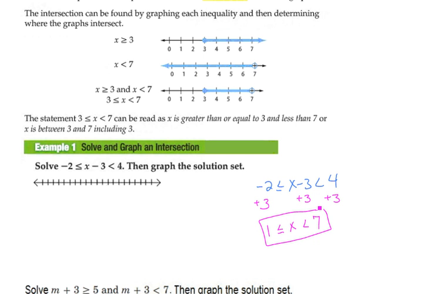Now we have to graph that. Looking at negative 2, 0, 2, 4, 6, 8, 10: greater than or equal to 1, which is right here, and less than 7, so that is an open circle. We know it's everything in between those two values. Again, the quick check when we're solving: smaller number should be on the left, bigger number on the right, both of the inequalities pointing to the left. Looks like we have it made.